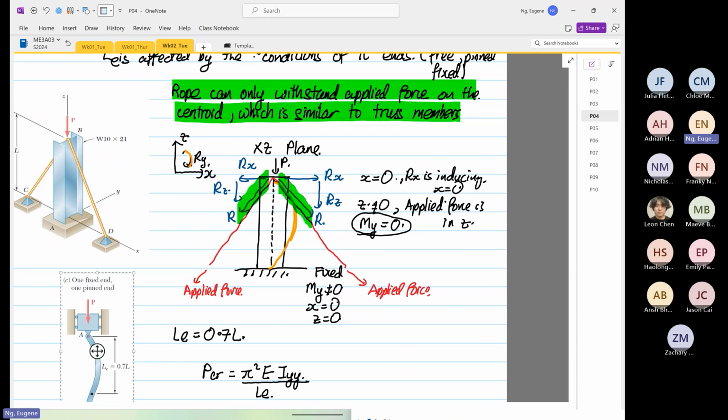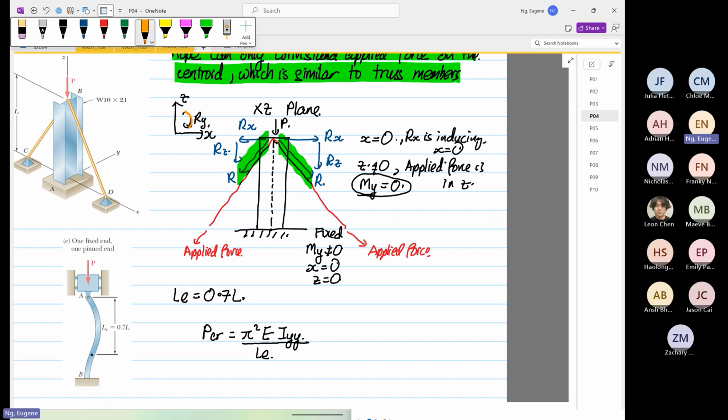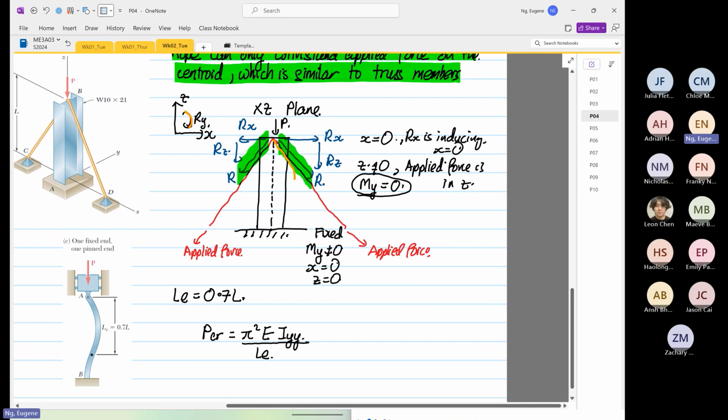So this is similar to what we call a pin end. Why is it pin? Because moment about y is equal to 0. At the other end, it's fixed. Right, as you can see now. In fact, I drew this wrongly. If I'm going to draw this properly, it should look like this. Because at fixed, theta is equal to what? 0. Exactly the same as over here. Okay, so the end is fixed.